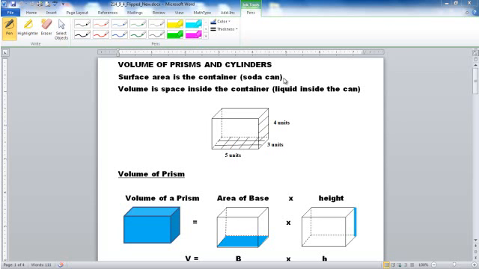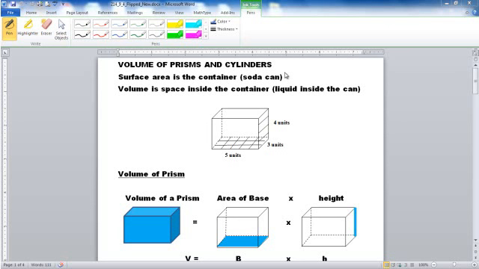But let's go back to a previous lesson. We're going to talk about the surface area real quickly. The surface area you can consider a container. That was, for instance, a soda can, the actual material that makes up that can right there. That's the surface area. The volume we're going to get to today is the space inside the container, so the liquid inside the can.